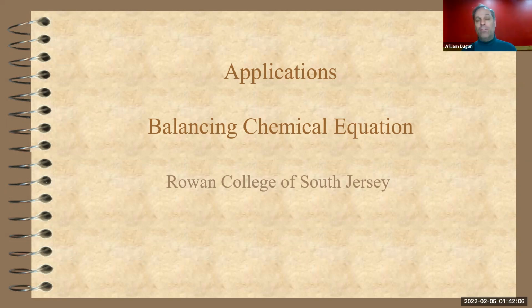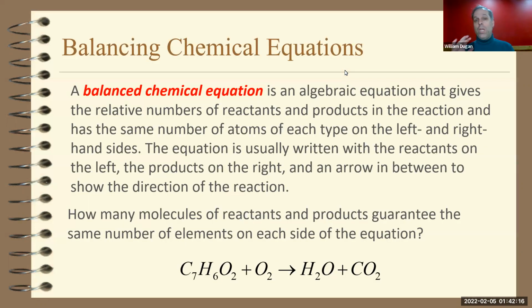Hi, everybody. In this video, I'll be going over an application involving linear algebra, and specifically linear systems, called balancing chemical equations. When you balance a chemical equation, it's just some kind of algebraic equation that gives the relative number of reactants and products in the reaction and has the same number of atoms of each type on the left and right hand sides.